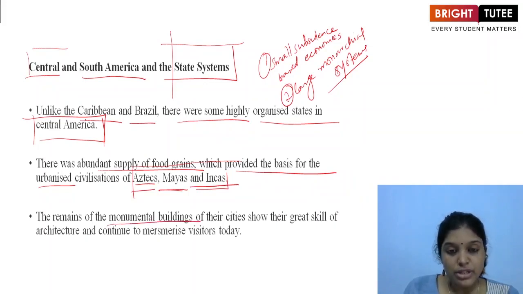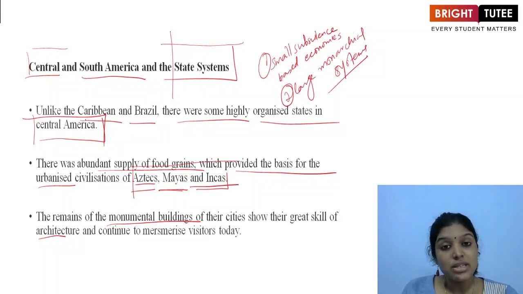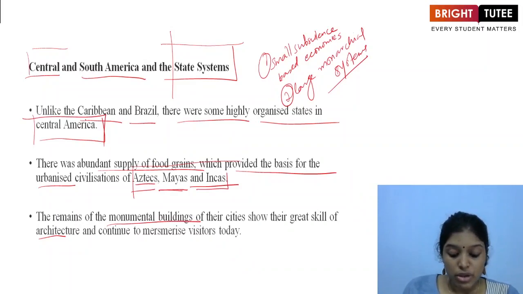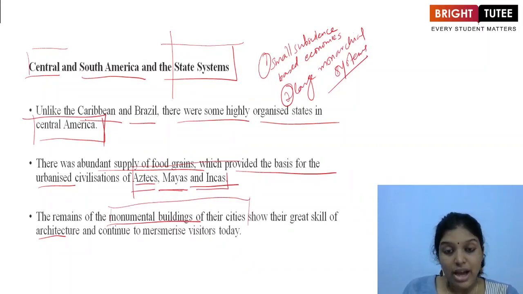And the remains of the monumental buildings of their cities show their great skill of architecture and continue to mesmerize visitors even till today. So the remains of these large cities and the urban areas very clearly show the skills these people had in architecture. So the monumental buildings of their cities are still an evidence of how advanced these state systems were, and they continue to mesmerize or surprise the visitors even till today.